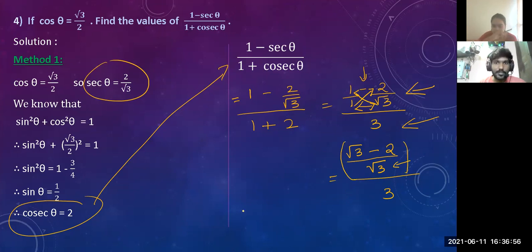Now, this itself, we'll write in a different way. I'll write it as root 3 minus 2 upon root 3, since this is the numerator, and the denominator is divided by 3. I'll write it like this. Is it clear up to here? Yes. Okay, I want you to write up to here.